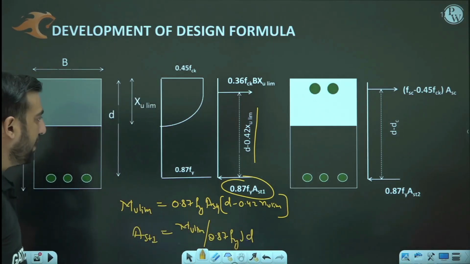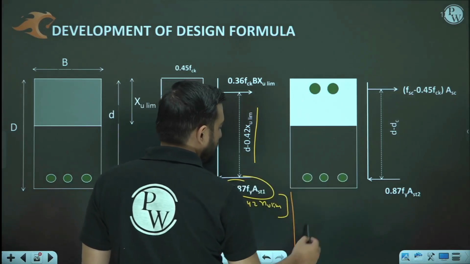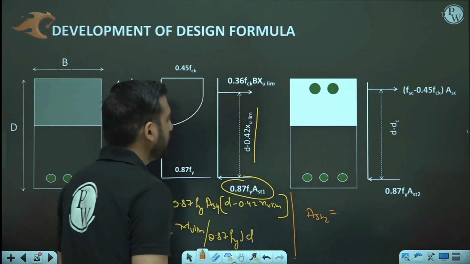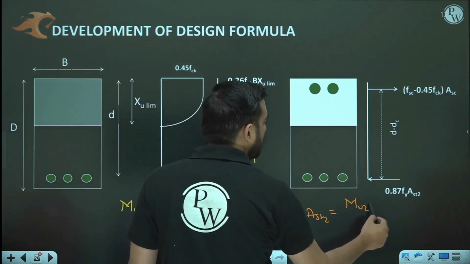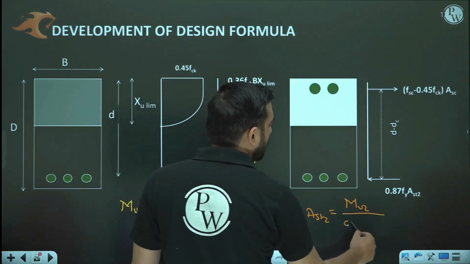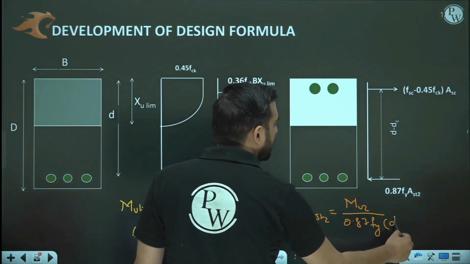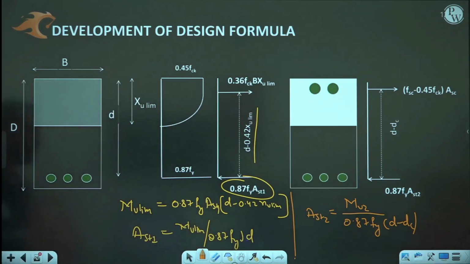And Ast2 here is similarly designed for the excess bending moment, which, as I told you, is Mu2. Ast2 is Mu2 divided by 0.87 Fy into (d minus d dash). So this is the value of Ast2.